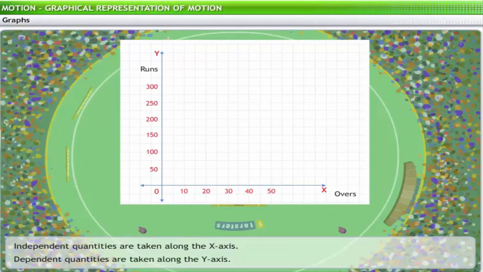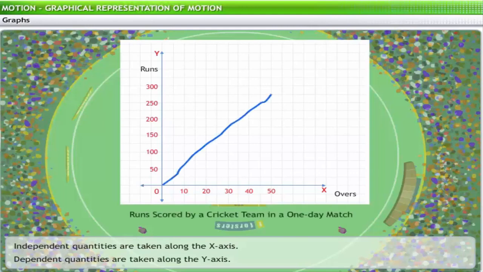Graphs typically contain both an independent and a dependent variable. For example, consider the graph shown. It plots the runs scored by a cricket team in a one-day match. If you observe the cricket match graph, the number of overs bowled in a match is independent of how many runs came off an over or how many wickets were taken. Since the number of overs is an independent quantity, it is taken on x-axis.